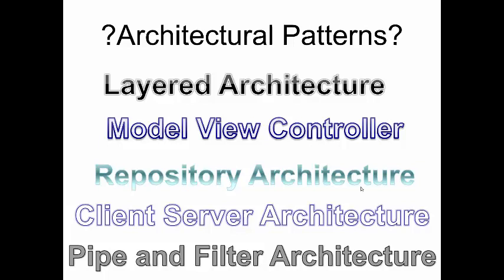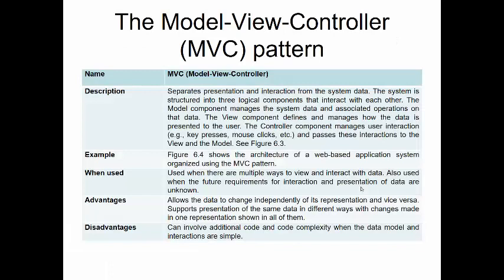Usually I make this a class exercise, but since it's a flipped classroom, we'll cover the answers in a more straightforward manner. So the model view controller basically separates the presentation and the interaction of the system data. There are 3 components that interact with one another. The model component manages the data and the associated operations on the data. The view defines and manages how the data is presented to the user, like the user interface. And the controller, which handles the events, manages user interaction, for example key presses and mouse clicks, and passes these interactions to the view and to the model, which are then updated. This is used a lot in graphical user interface development.